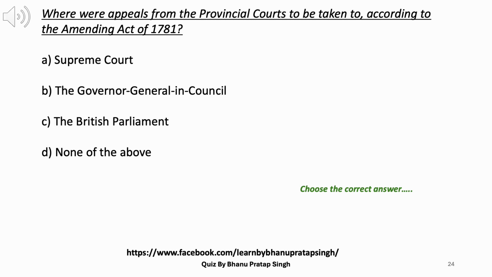24. Where were appeals from the provincial courts to be taken to, according to the Amending Act of 1781? A. Supreme Court. B. The Governor General in Council. C. The British Parliament. D. None of the above. Answer B. The Governor General in Council.